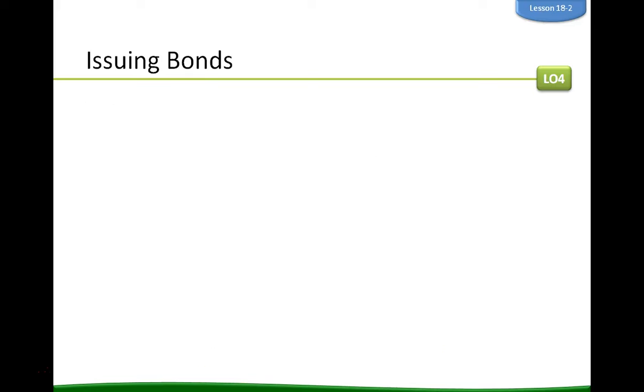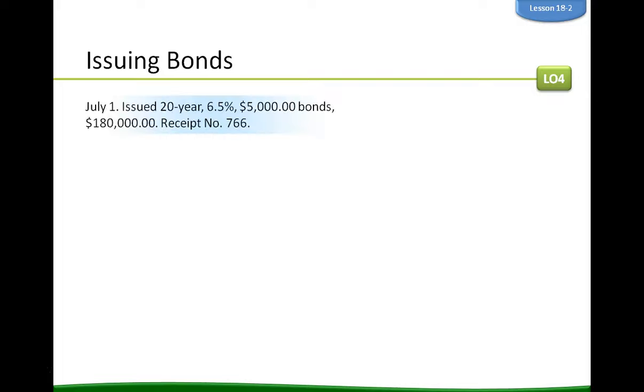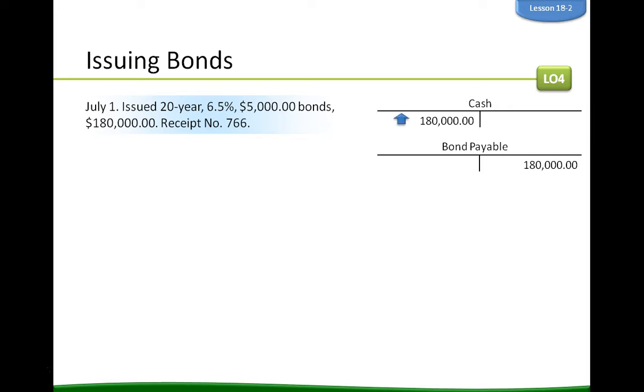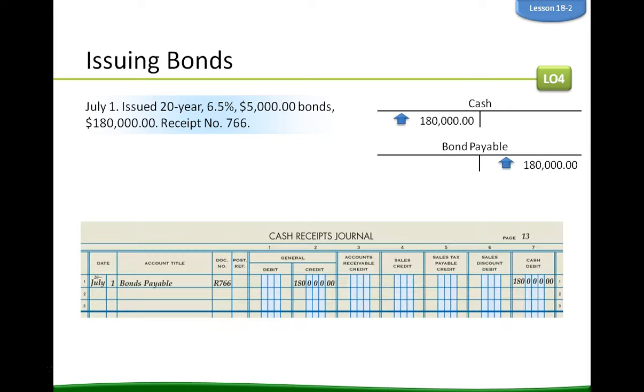Okay, issuing bonds. So here's our first example. On July 1st, issued 20-year, 6.5%, $5,000 bonds at $180,000 with a receipt. So here we are. There's our first example. Our cash is going to increase and our bonds payable is going to increase.